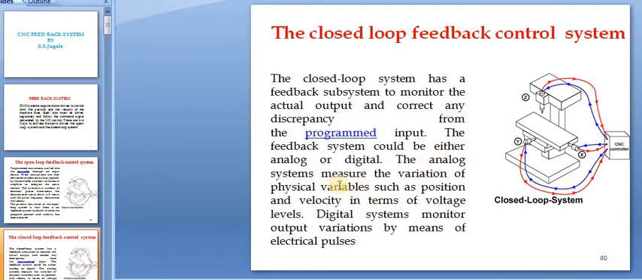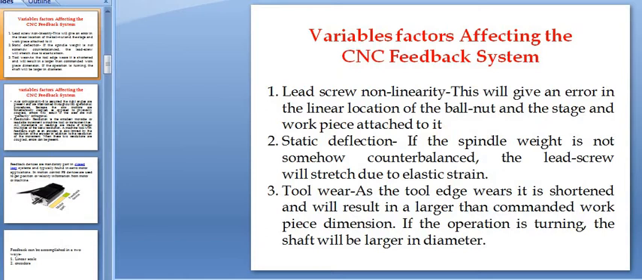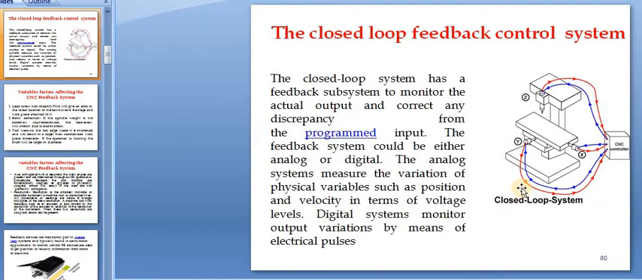The feedback system could be either analog or digital. The analog system measures the variation of physical variables such as position and velocity in terms of voltage levels. A digital system monitors the output variations by means of electrical pulses. So the closed loop system is a two-way communication system in which we provide the input, and from the position and velocity sensor we also get the output. Generally, in any CNC machine, closed loop systems are used because they give the proper feedback to the controller.